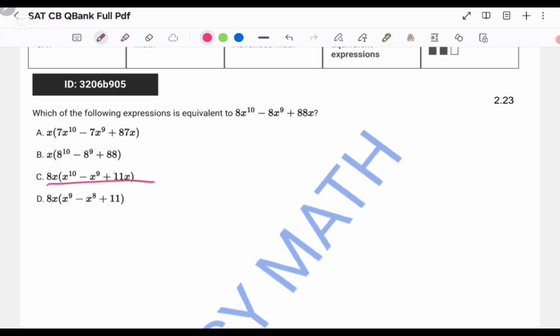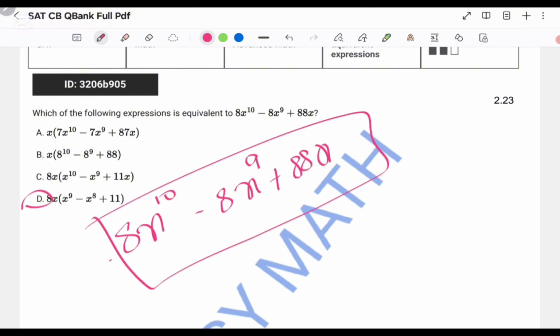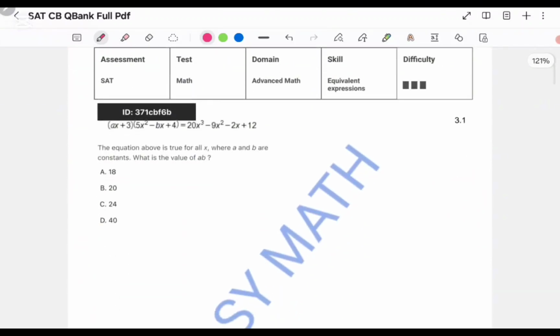Let's go ahead and do C. So with C, we're going to have 8x power 11. I don't see that anywhere in here. Okay, so that's not going to be the right answer. Let's go ahead with D, 8x power 10 minus 8x power 9 plus 88x. Yes, that does add up to choice number D.